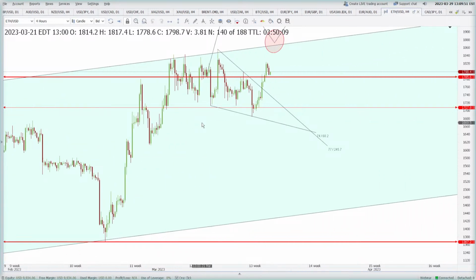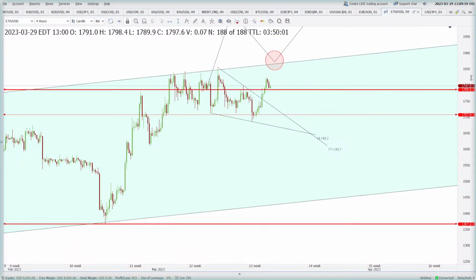Ethereum, has it made anything? Okay, Ethereum has made a move to the upside above 1785. So expect now 1785 to act as a support, but we still are below this rising channel.